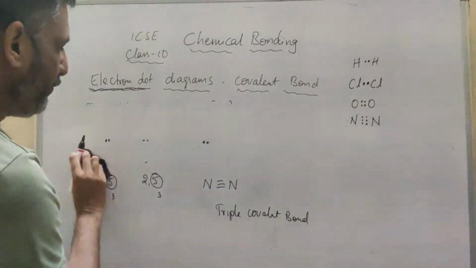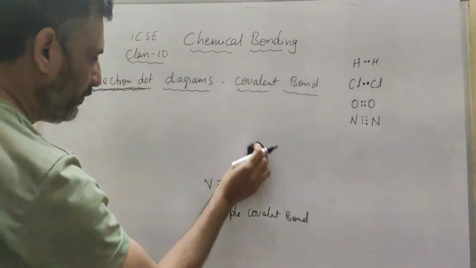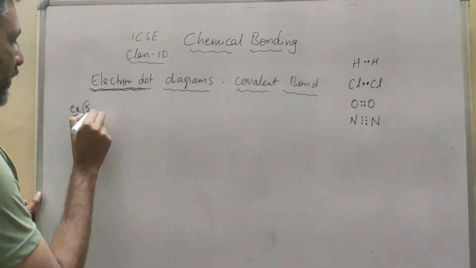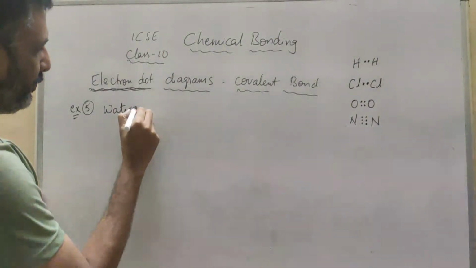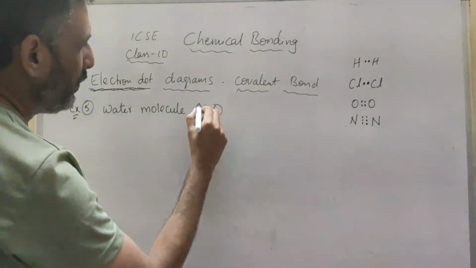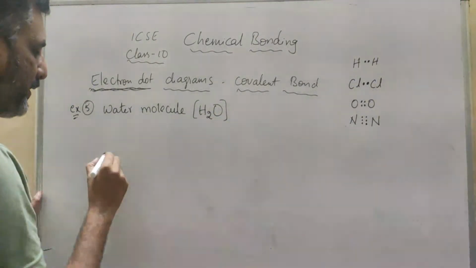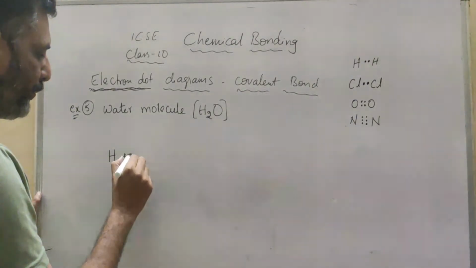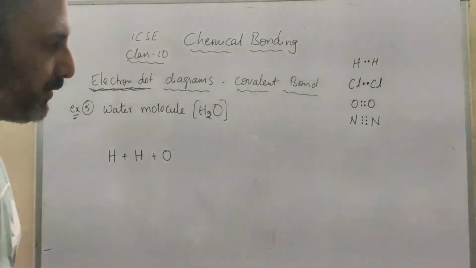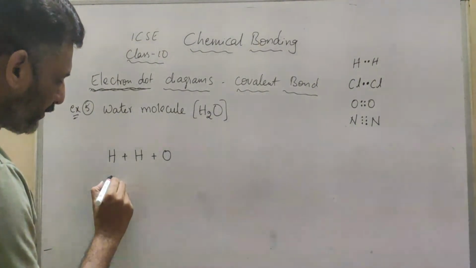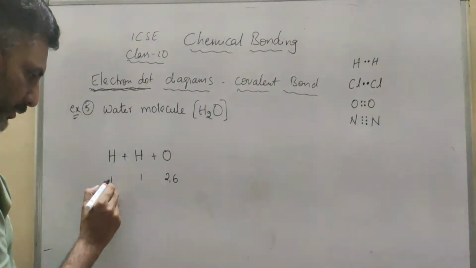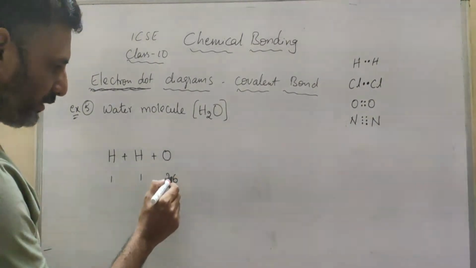Right. Next, example 5. Example 5 is the water molecule. We know the molecular formula of water, that is H2O. So here you can see, 2 hydrogens and 1 oxygen you need to take. Here the electronic configuration is 1 for hydrogen and 2, 6 for oxygen. So hydrogen has 1 electron, oxygen has 6.